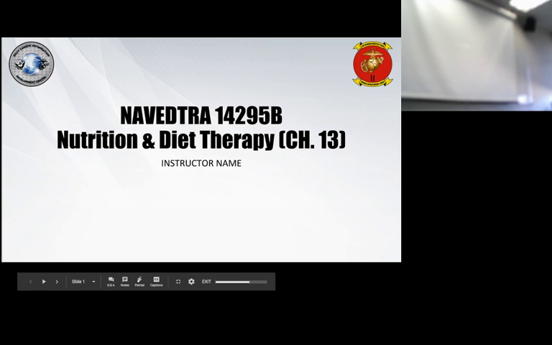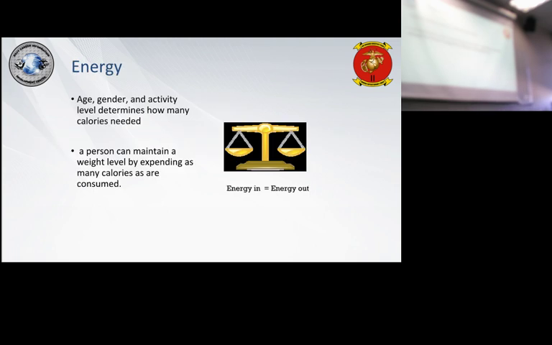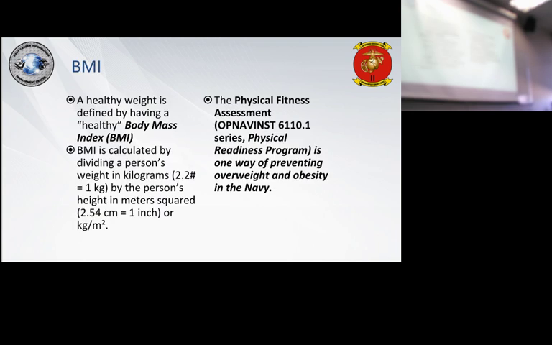Nutrition and diet therapy, chapter 13. Eating healthy is key to maintaining health. Eating properly after being diagnosed with a nutrition-related disease is critical in long-term disease management. Of course, I didn't have time to review these, so bear with me. Energy in equals energy out. A person can maintain a weight level by expending as many calories as are consumed. This goes with what H1 Brookie taught the other day. BMI, we all know what BMI is. We have to deal with this for PHA, so I'm not going to go into it.